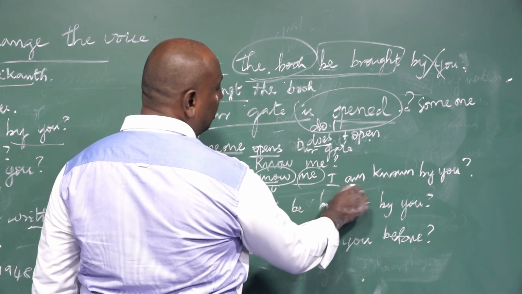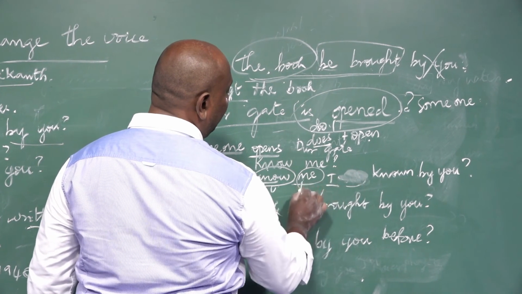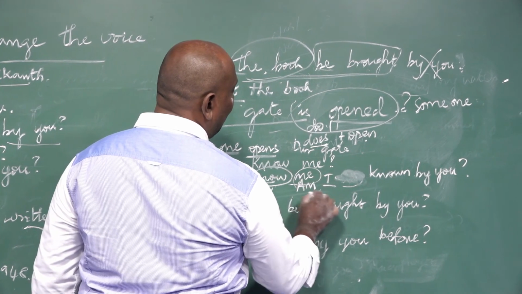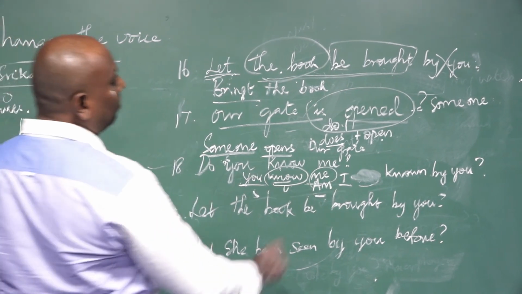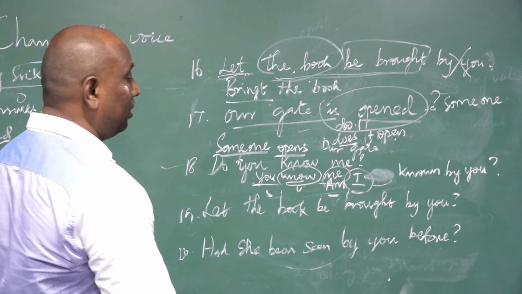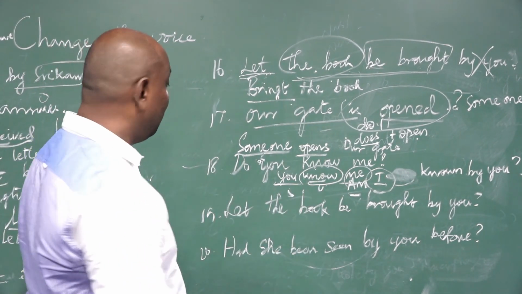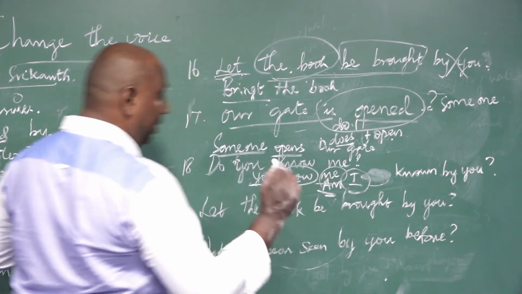How to make it as a question? Take out the auxiliary and write before the subject. So how to write? Am I known by you? Remember, this "I" should always be in capital letter. Wherever we write the pronoun I, it has to be in capital letter. You should not write it as a small letter. So remember that, even in the middle of the line.